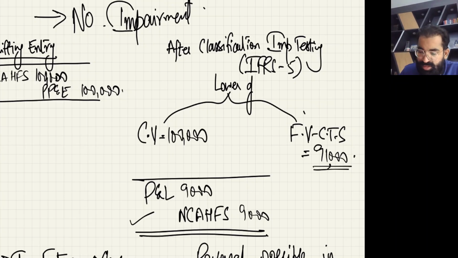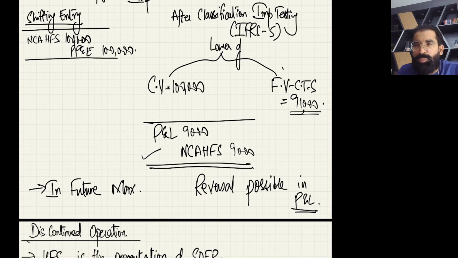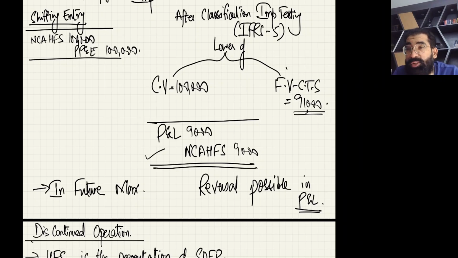Now as a student, one more question you may ask. We just booked an impairment expense of 9,000, which is equal to the cost to sell. What if in future this value goes up inside IFRS 5? Yes, you can do a reversal of maximum 9,000. That's it. In future, a maximum 9,000 reversal is possible in P&L.